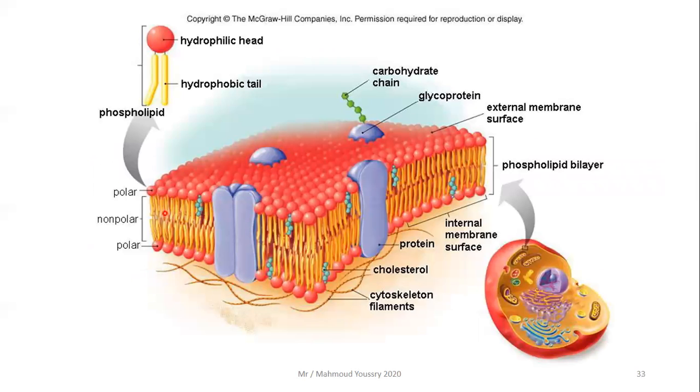Okay, and this is another picture showing us what the cell membrane looks like with all the proteins, cholesterol, and carbohydrate chains, and also the arrangement of the phospholipid heads and tails.